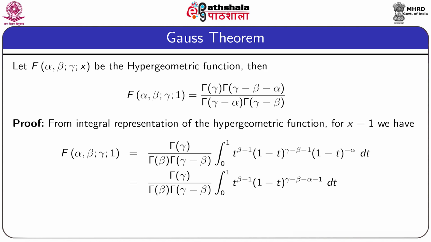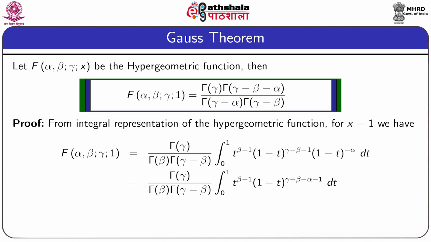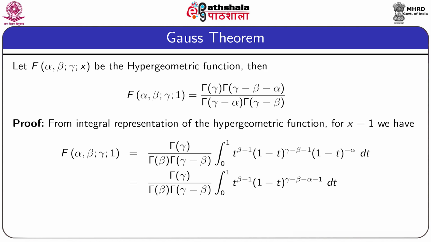We now state Gauss theorem in connection with the hypergeometric function. Let F(alpha, beta, gamma; x) be the hypergeometric function, then we have to prove F(alpha, beta, gamma; 1) is equal to gamma function gamma minus beta minus alpha divided by gamma function gamma minus alpha, gamma function gamma minus beta.